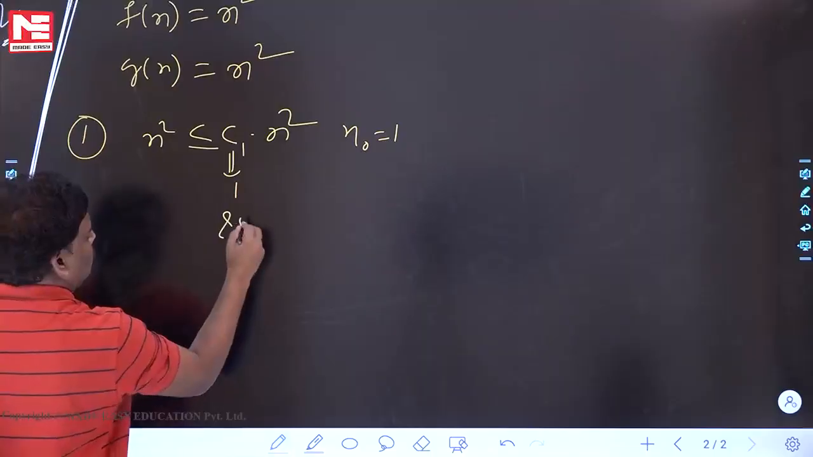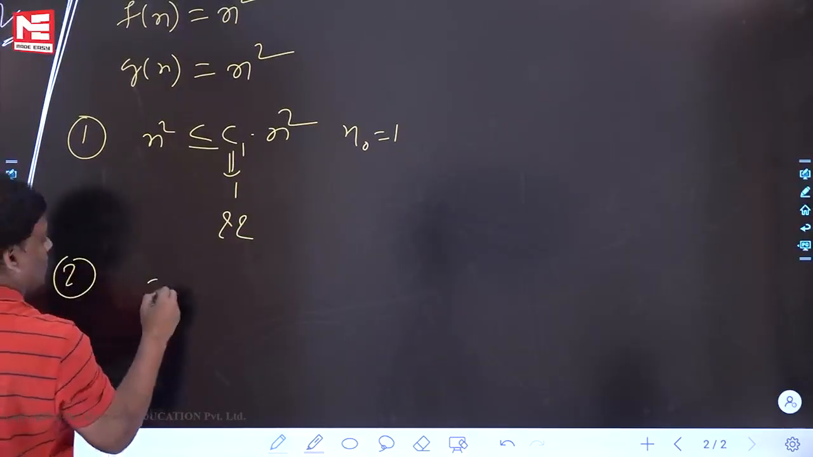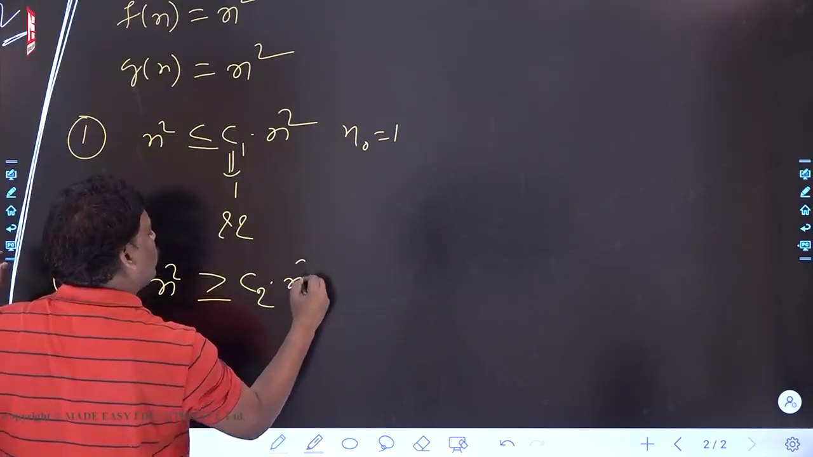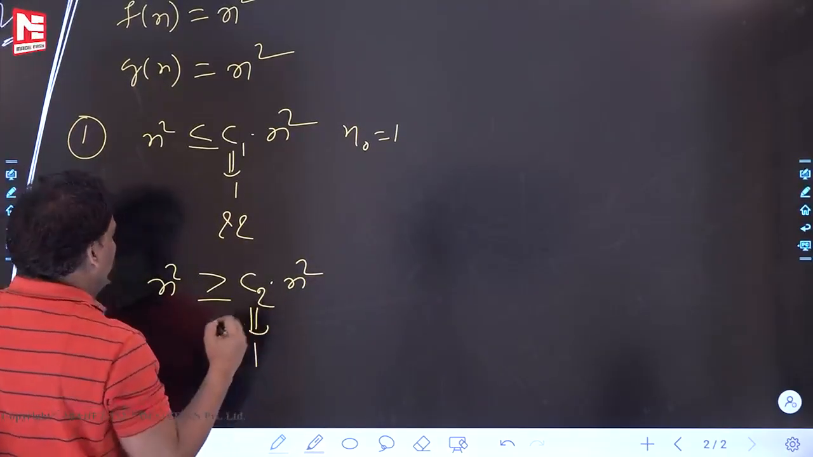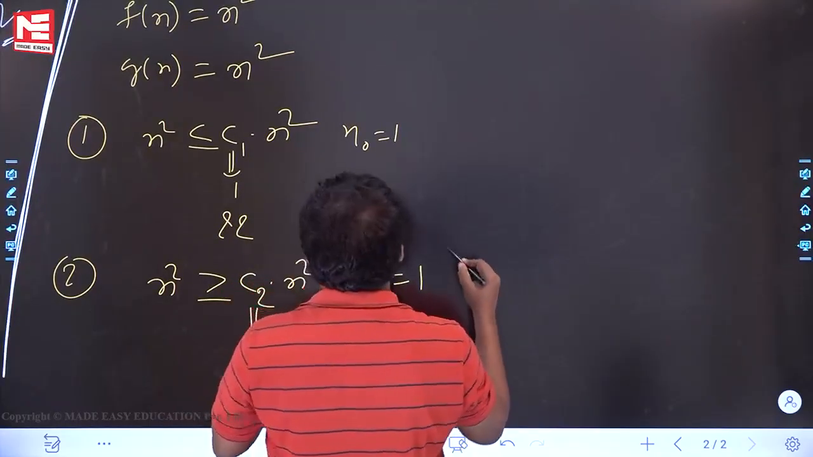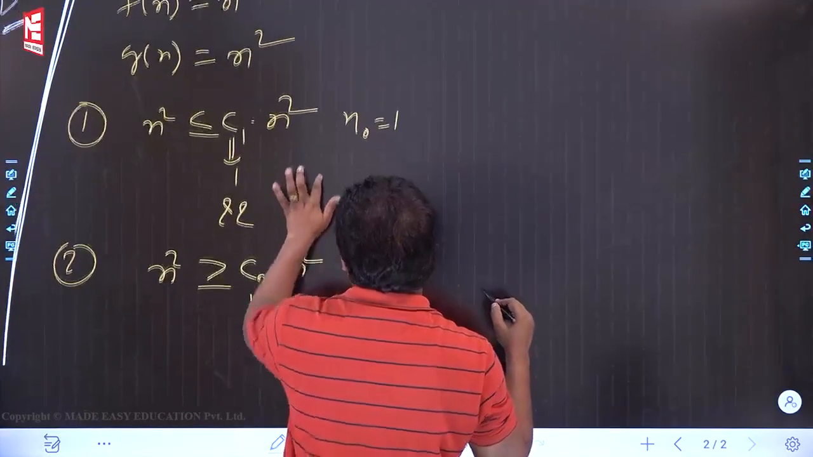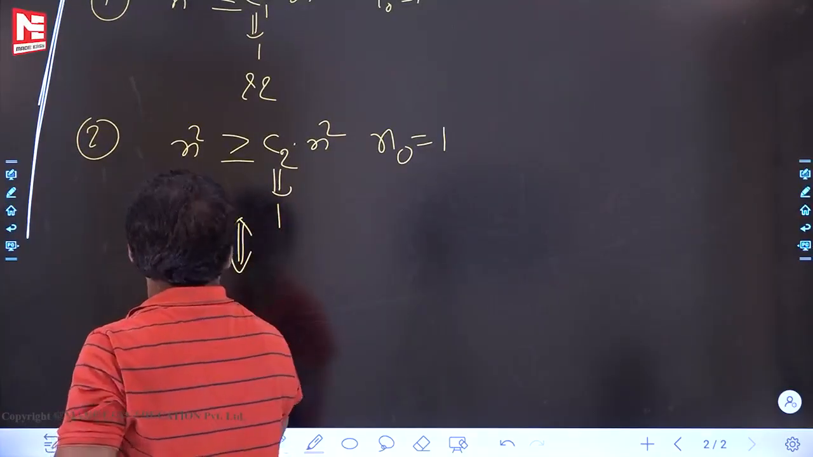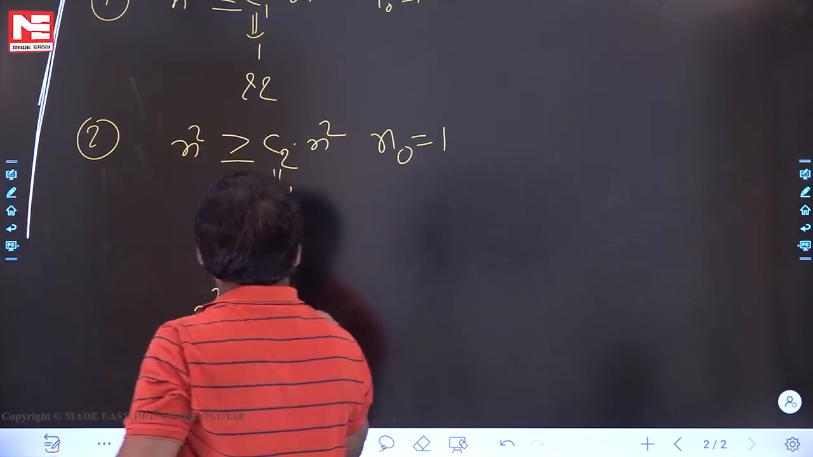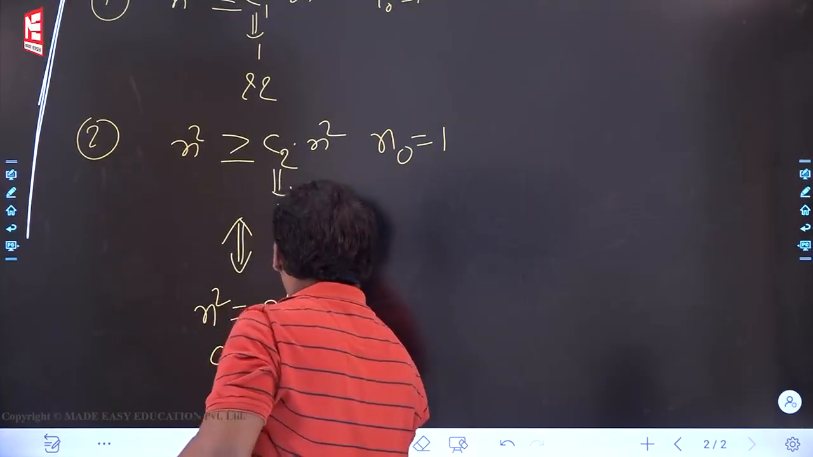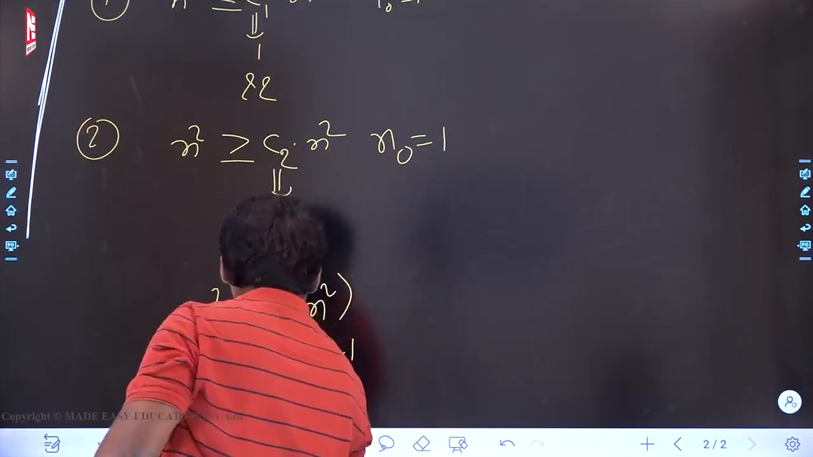See the second one. n square is greater than or equal to C2 into n square. What is C2? 1, because there is a greater than or equal to. What is the n0? 1. Big O and omega possible. Can you say what is the final conclusion? Big O possible, omega possible. Final conclusion is this one. What is the answer? n square is theta of n square. What is the C1 value? 1. C2 value? 1. What is the n0? 1.